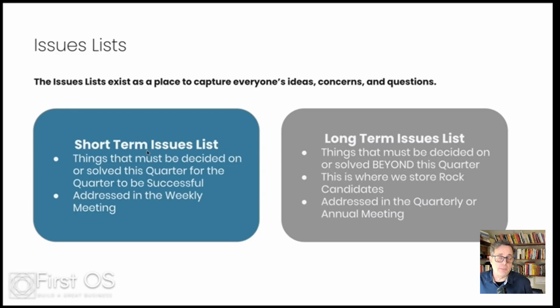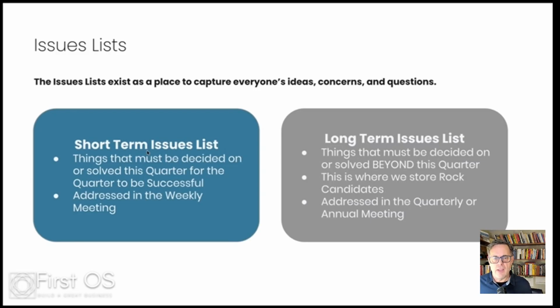And that might be something that comes up in a short-term issues list. And we work on those issues. We consider those issues in our weekly meetings. That is the forum for making sure we're making progress on things that are most important inside the quarter, and making sure we're getting rid of all the things that might get in the way of us having a successful quarter. So we're going to have a short-term issues list that we look at every week on every team in every weekly meeting.